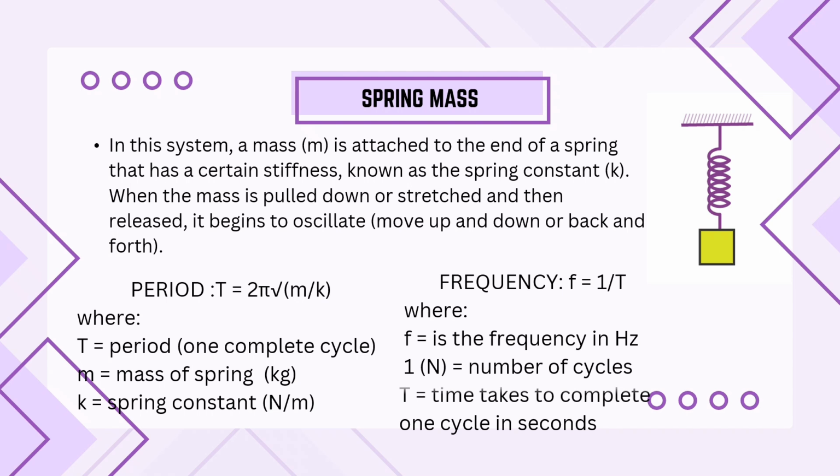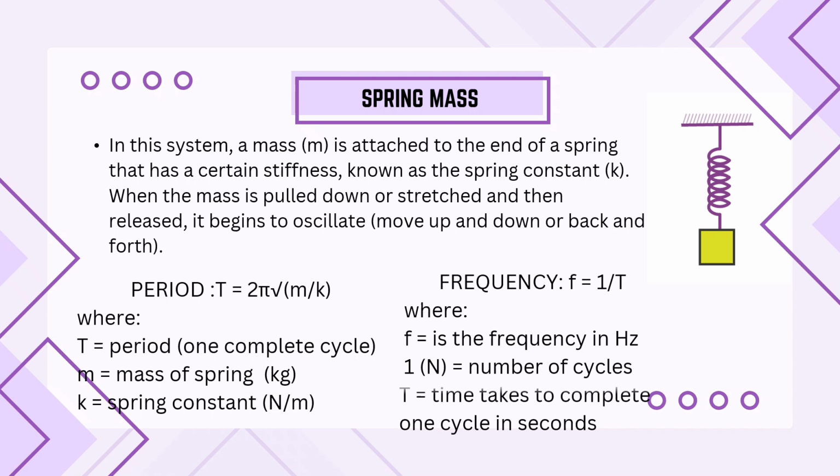Spring mass. In this system, a mass is attached to the end of a spring that has a certain stiffness, known as the spring constant. When the mass is pulled down or stretched and then released, it begins to oscillate, moving up and down, or back and forth.